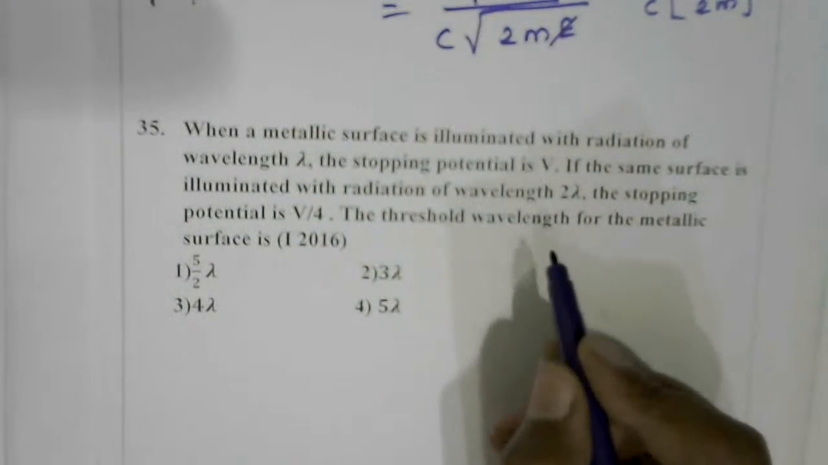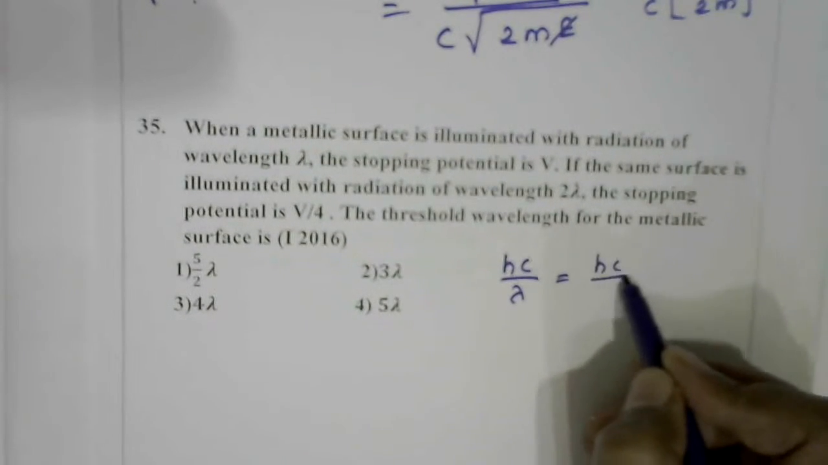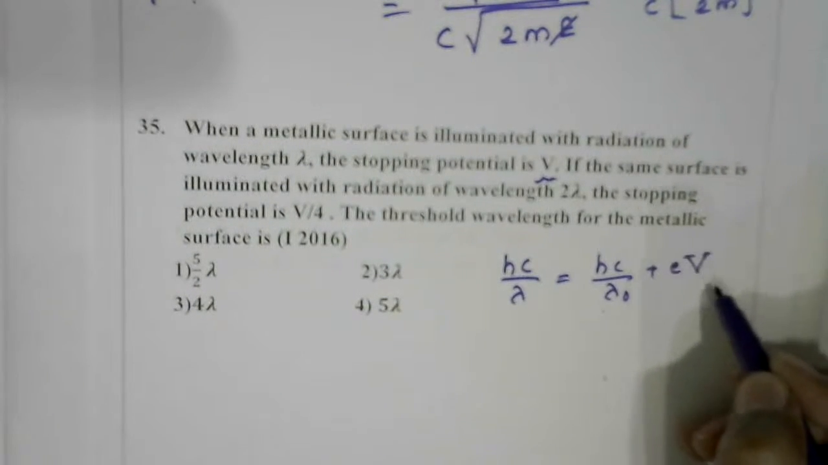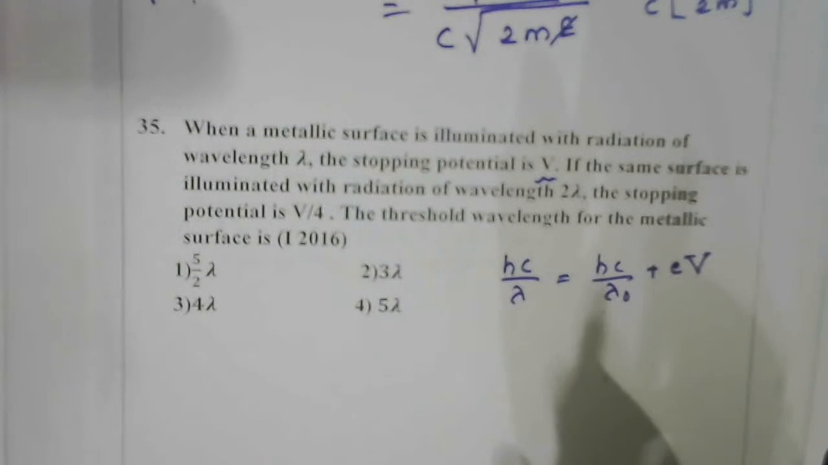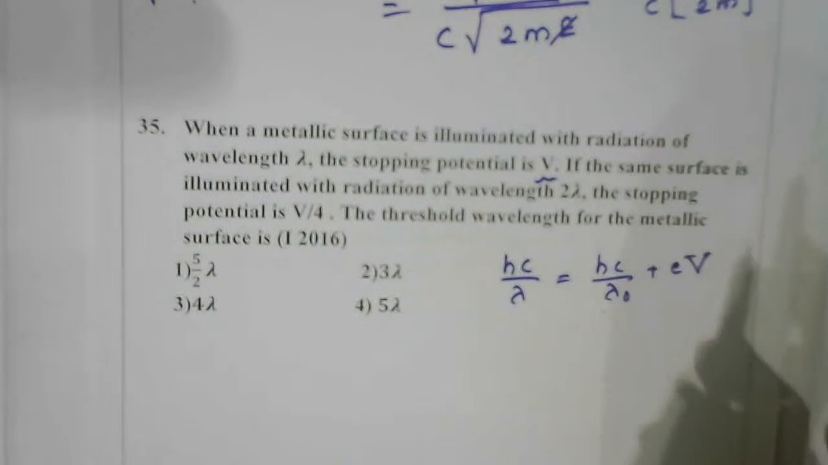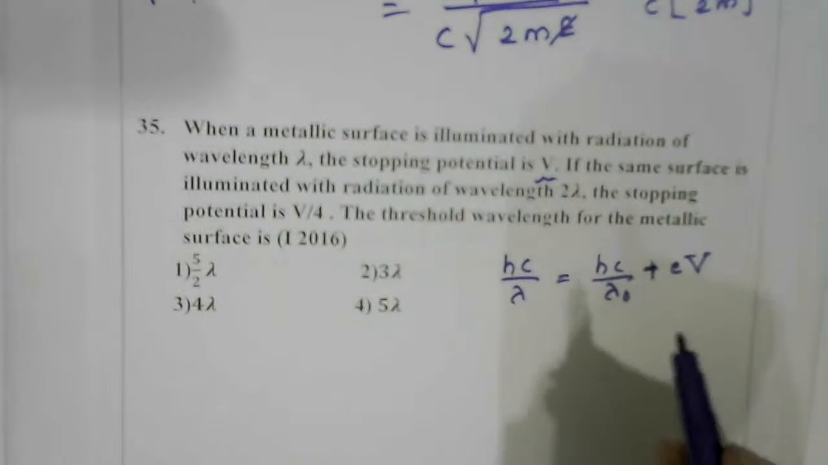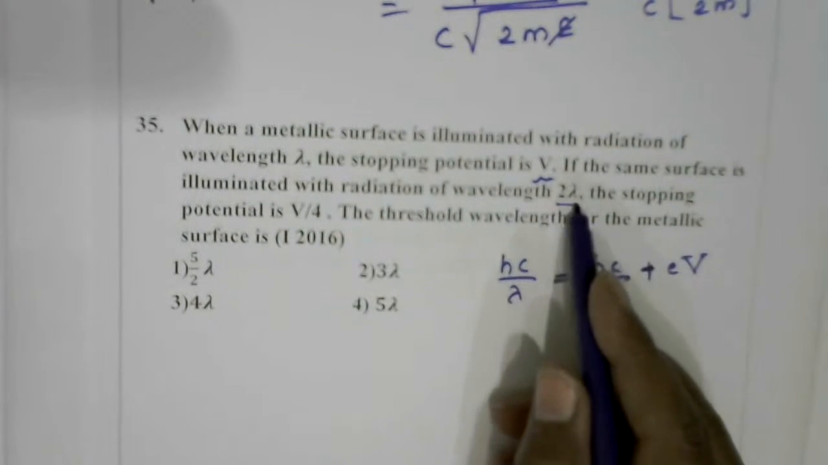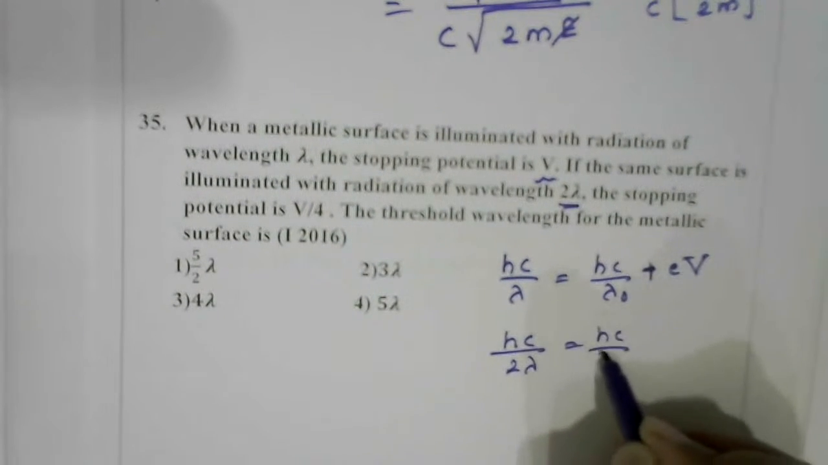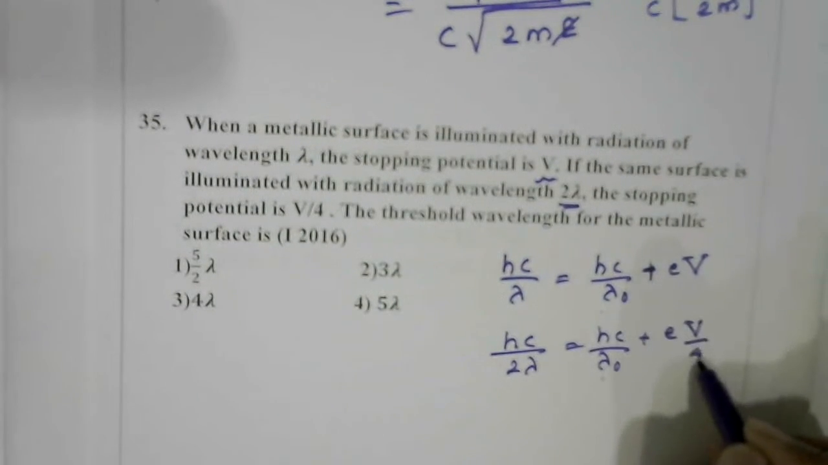See, just you have tried two statements here. First statement is hc by lambda because lambda is incident. So hc by lambda naught plus, since stopping potential is V, we'll write eV. Whereas in the second case, yes, Sharon got, okay, 3 lambda, let us check it. So e into stopping potential. Second case, what will you write? So second case, they again have it as 2 lambda. So ultimately it becomes hc by 2 lambda will be equal to hc by lambda naught plus e into V by 4.